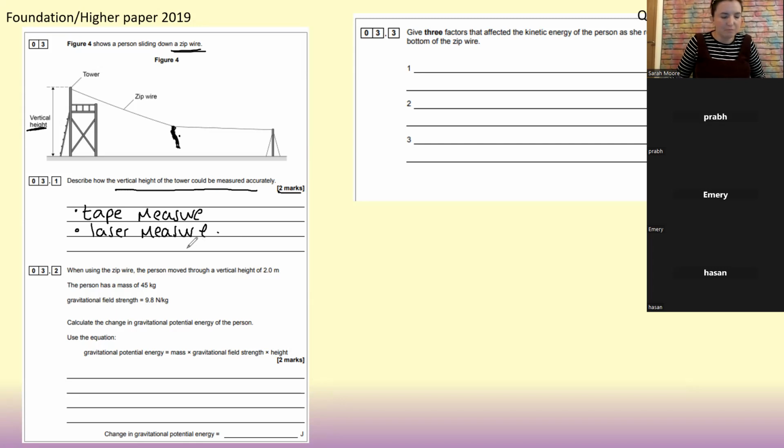What else could we use? We could use a meter rule. That might be a little tricky though, depending on how high it is. And we've not only got to measure it, but we've got to measure it accurately. So what could we do there? Could we measure it maybe a couple of times just to check that we haven't made a mistake?